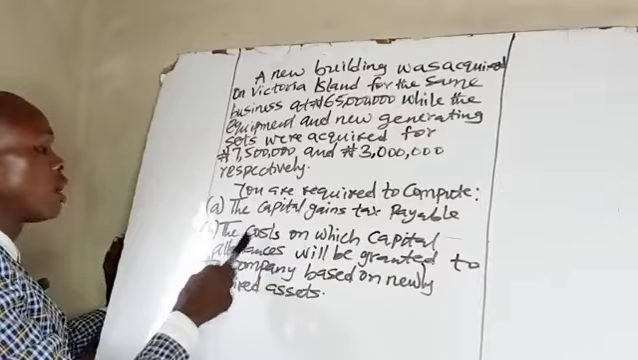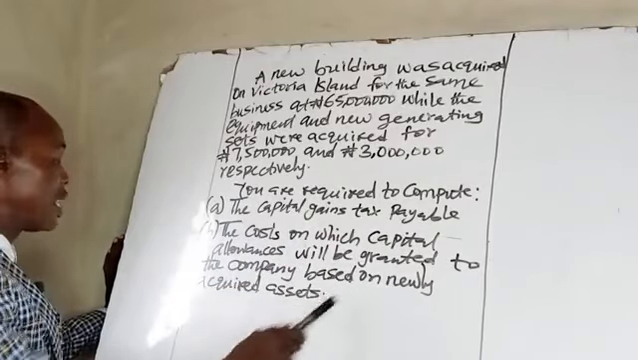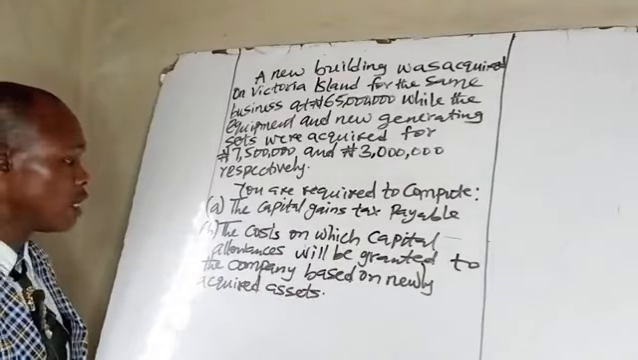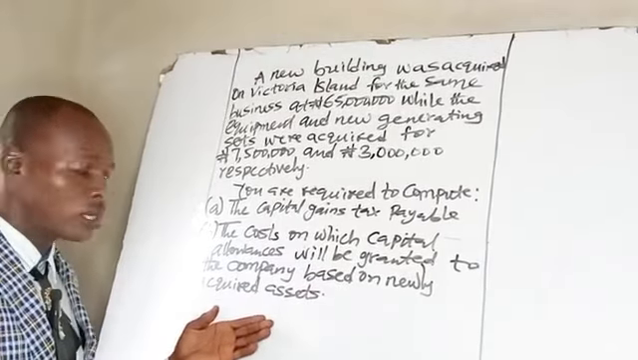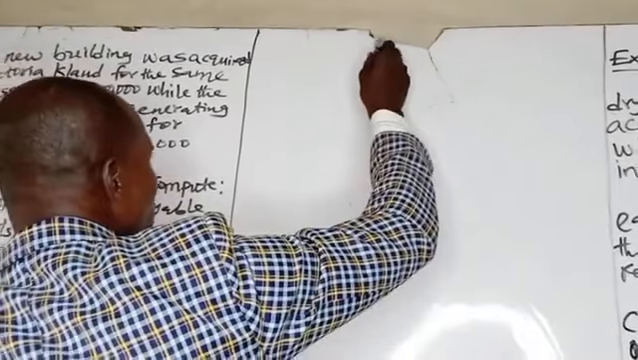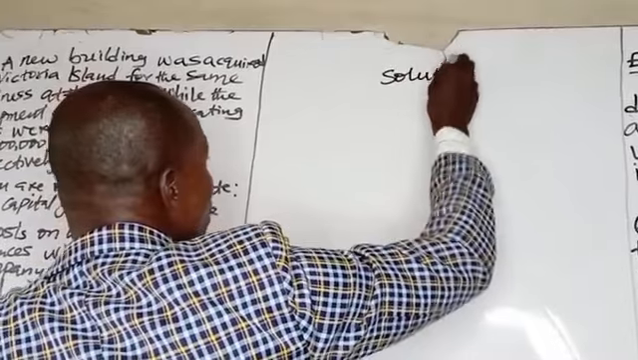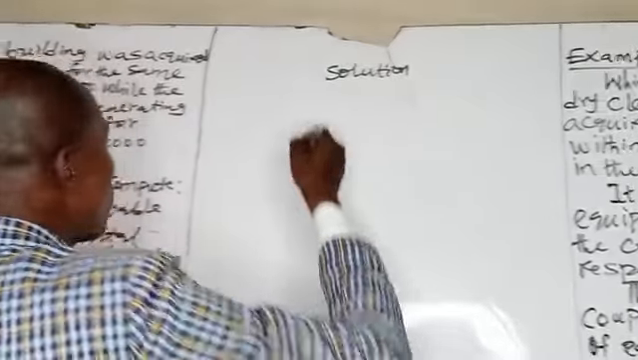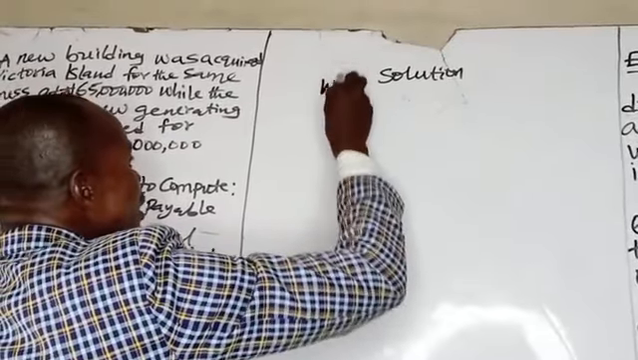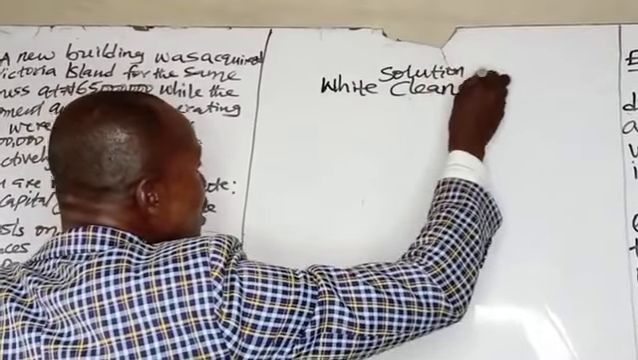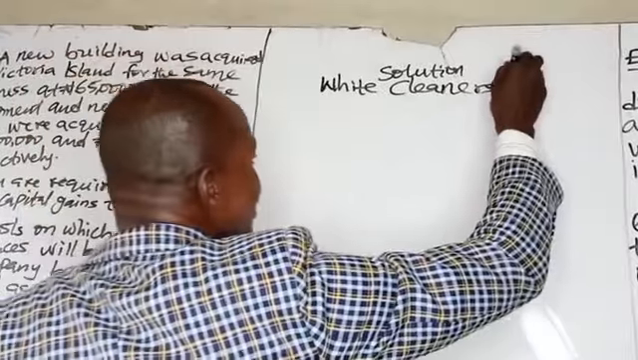B, the costs on which capital allowances will be granted to the company based on newly acquired assets. This question is obtained from ICAN study test, advanced taxation. Now let's have the solution. The name of the entity involved is White Cleaners Limited.